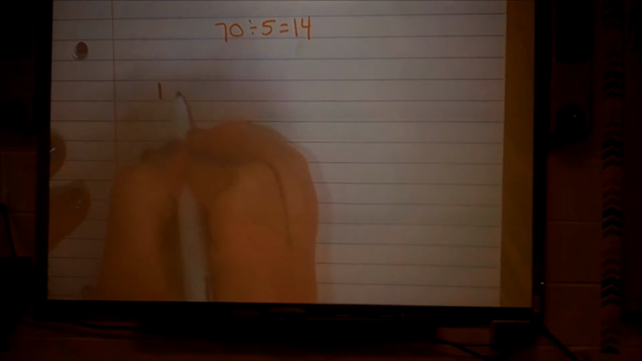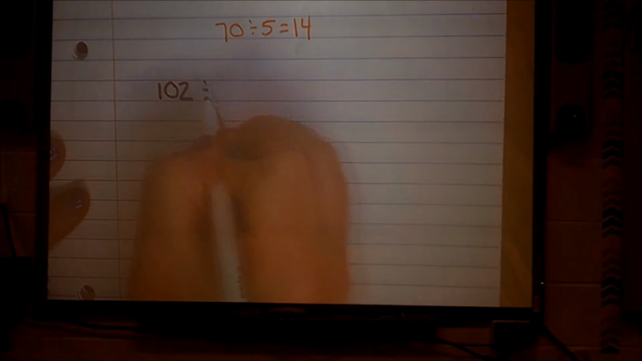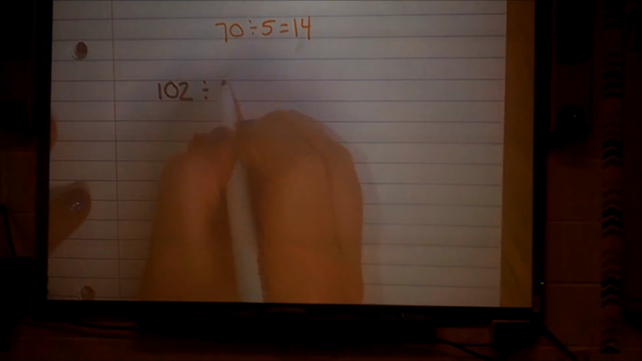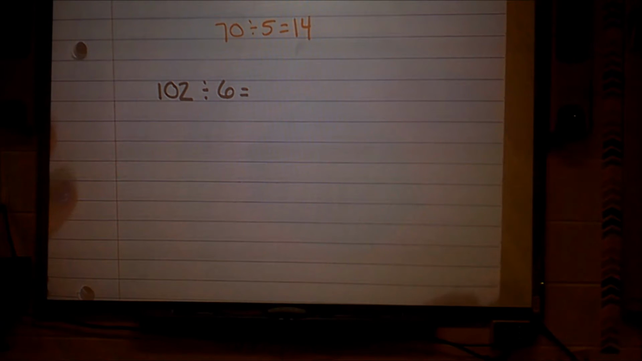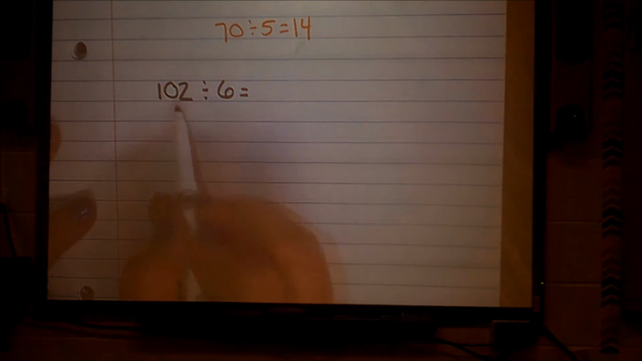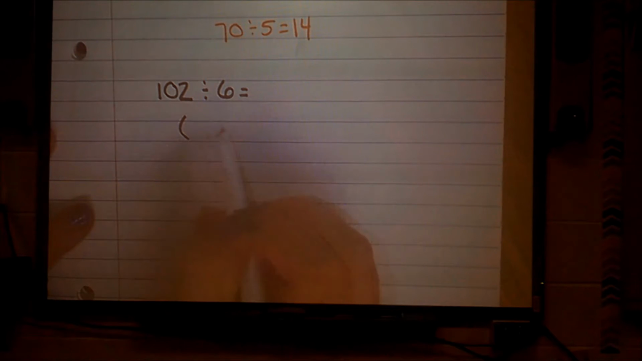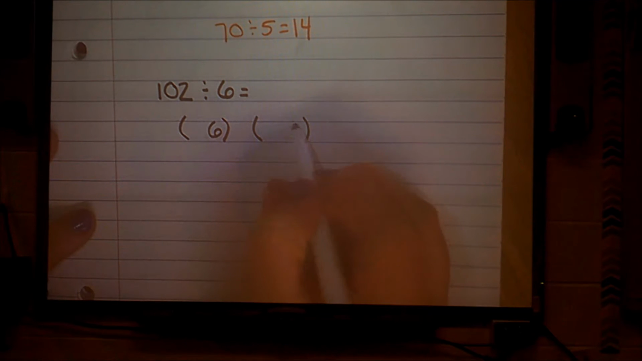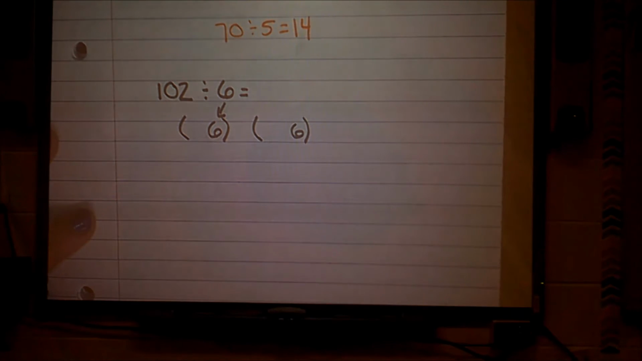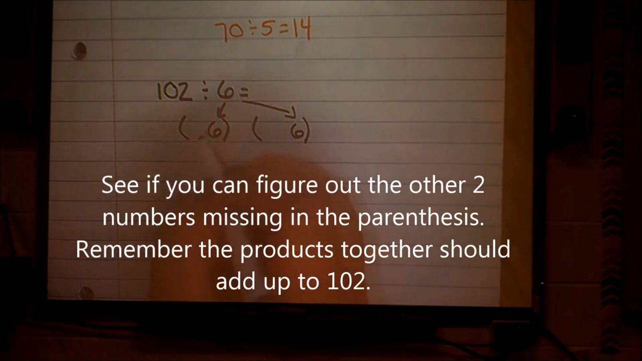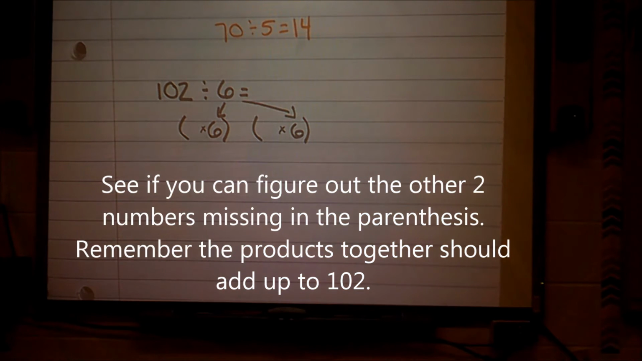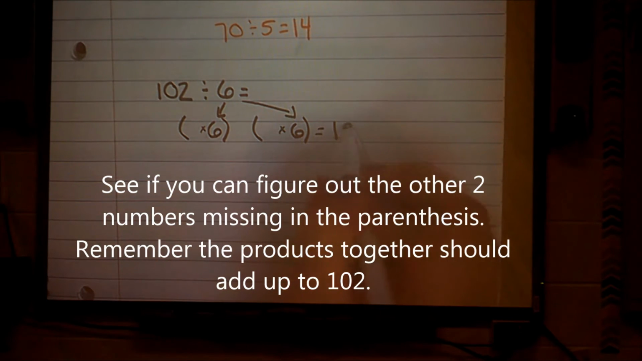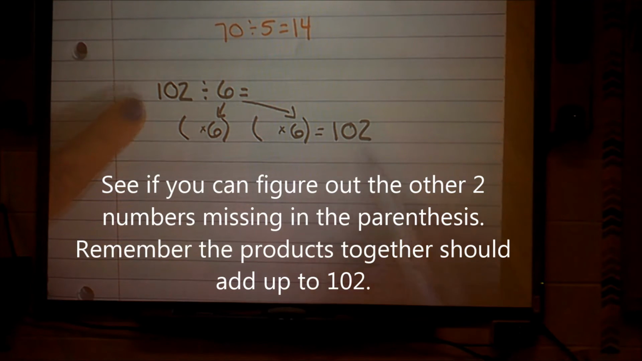Let's try 102 divided by 6. Now, I don't know about you, but I can't do that in my head, but I can break up and find numbers that when multiplied together will equal 102 if I multiply them by that 6 that I got right there. That's where my 6 came from, right from my original problem. And I'm going to multiply, and eventually I will get to my end result, which I have here from my 102.